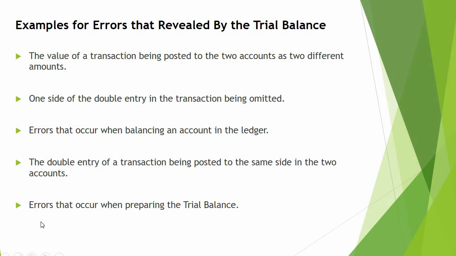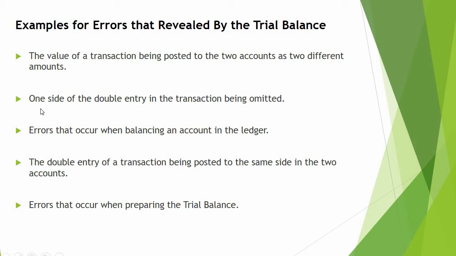What are the errors that are not revealed by the trial balance? The value of the transaction being posted to the two accounts as two different amounts. For example, if the electricity payment of 1000 rupees has been debited to the electricity account as 1000 and credited to the cash control account as 100 rupees.